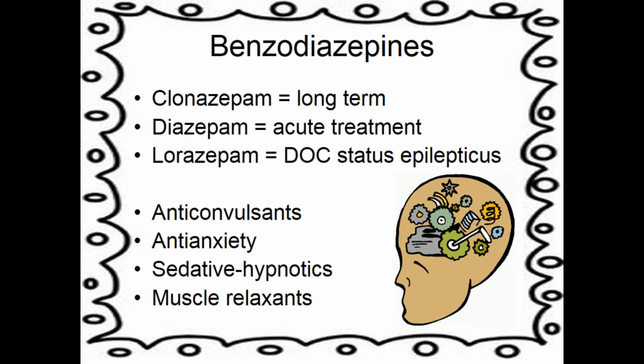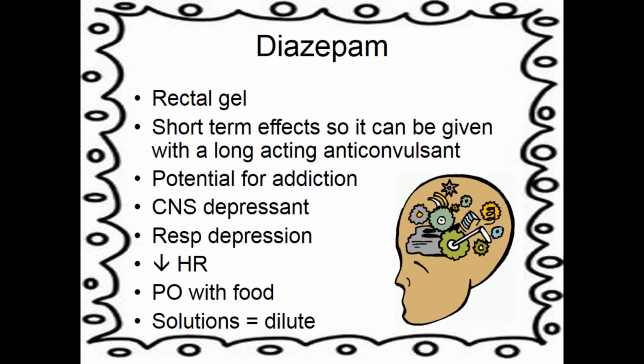Anticonvulsants, they are also anti-anxiety agents. They are also sedative hypnotics and muscle relaxers. They do all kinds of things. Diazepam. A new route for you guys is rectal gel. It's used for short-term effects, so it needs to be given with a long-acting anticonvulsant to keep them from having another seizure. It does have a great potential for addiction.